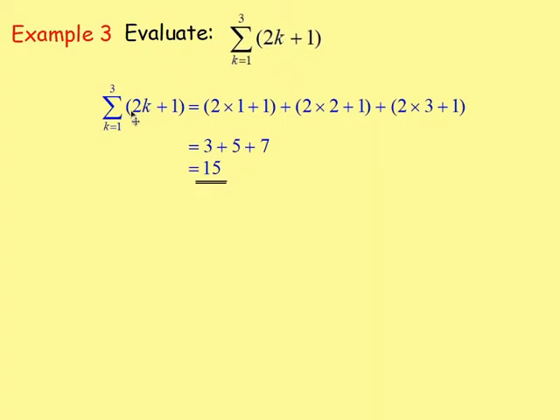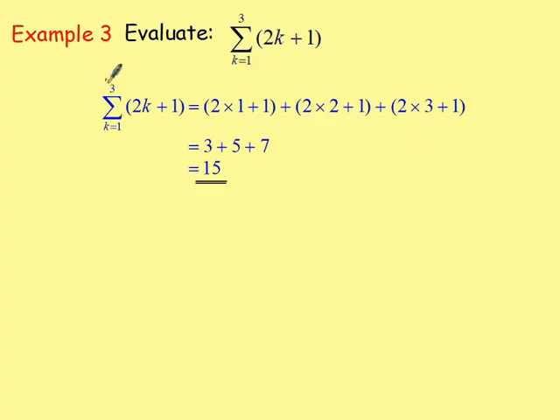So here you've got the sum of 2k plus 1 going from k equals 1 up to 3. So what do you do? Well, you write down 2k plus 1, but you swap the k with the value you're starting with. So you swap k with 1, so it's 2 times 1 plus 1. Then you add on whatever you have when you sub in the value above that. So after 1 you've got 2, so you'd sub in 2 in place of k, so it's 2 times 2 plus 1. Then you would sub in the value above that, which is 3, so it's 2 times 3 plus 1.